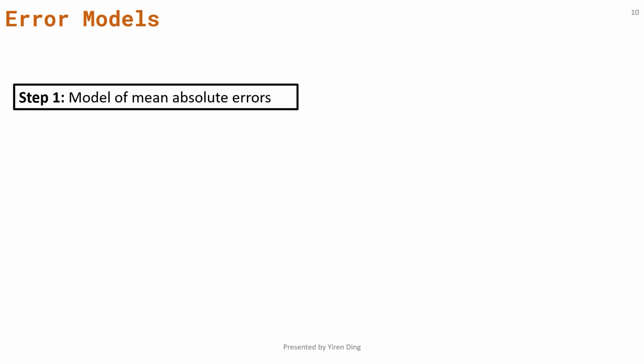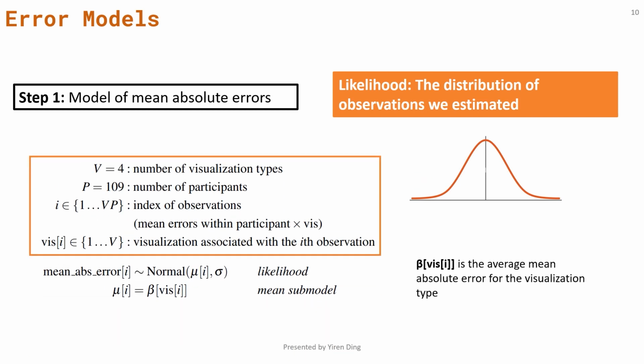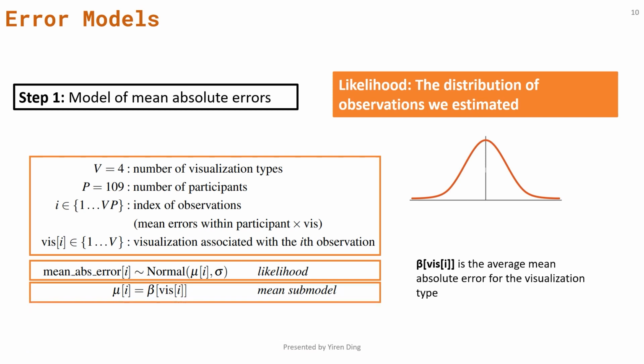Next, we will use Bayesian modeling to model the population level performance. For using Bayesian modeling, we will need to choose a likelihood. At this stage, we will just use a normal distribution. These are the parameters from our experiment: visualization types, 109 participants, index, and the trials. This model assumes mean absolute error follows the normal distribution. Here is the submodel for the mean of error. Beta Visualization is the average mean absolute error for the visualization type associated with observation i in the dataset.